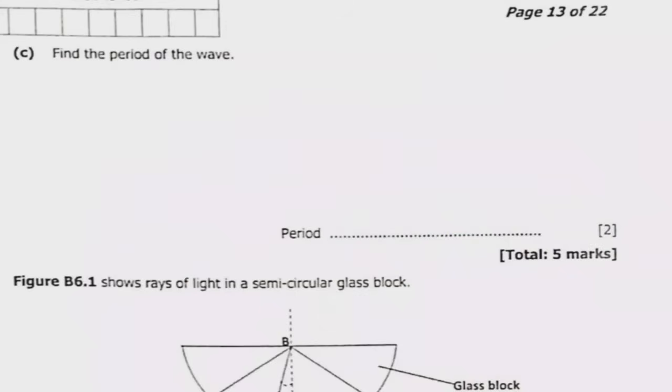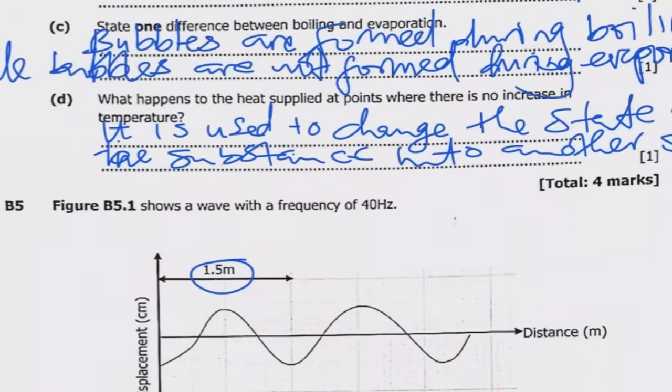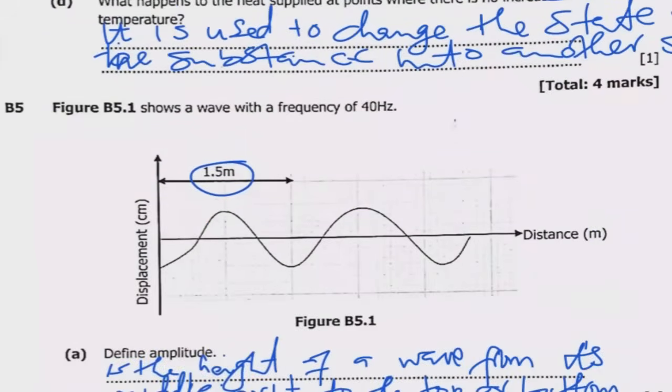Okay, we come to question C, which is: find the period of the wave. To find the period of the wave, we use the formula: period T is equal to 1 over frequency. So we say equal to 1 over the frequency. We are given the frequency there, which is 40 Hz. It's here, the frequency is 40 Hz.